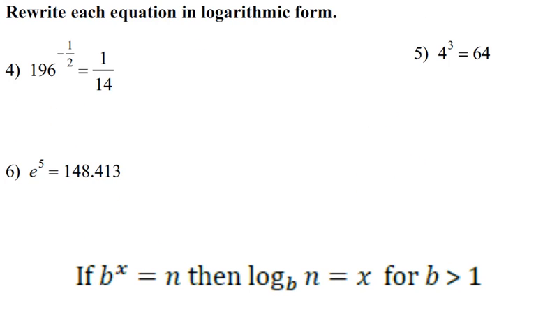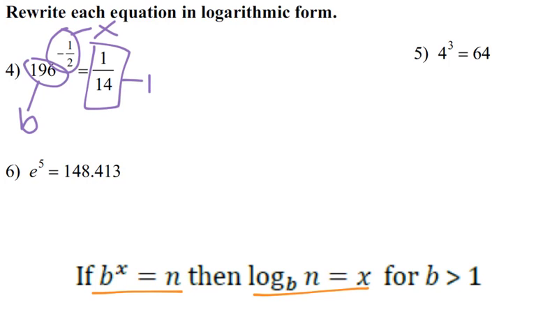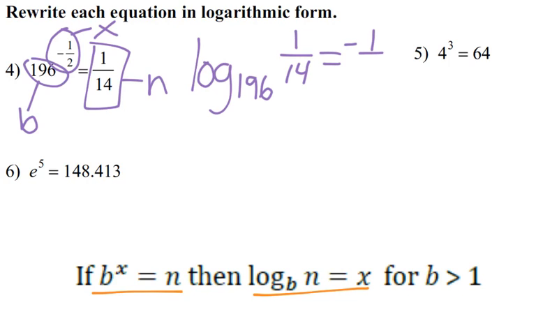Now on the flip side, you just do it backwards. You take the exponent, put it in the log. So the same pieces. So 196 would be the b, negative 1/2 would be x, and 1/14 would be n. So I just rewrite it. Log of the base, 196, of n of 1/14 equals negative 1/2. So just like that. So number 5, the base is 4, so log base 4 of the n, 64, equals the x, 3.